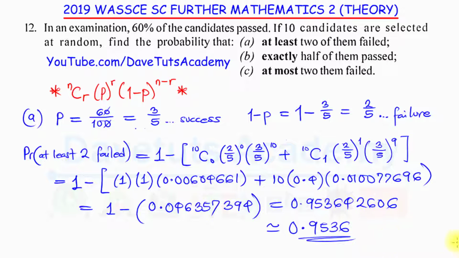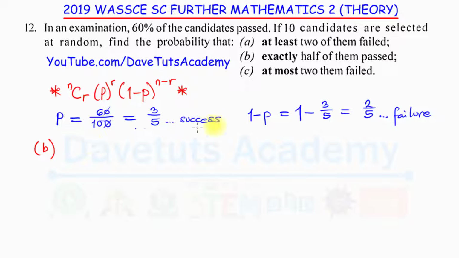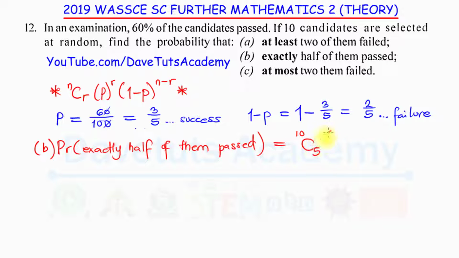Okay. So now in question B, we are to find the probability of the event that exactly half of them passed. So that's the probability that half of them passed the exam. And if you look at what we are dealing with in the binomial probability, that will be 10 combination 5. Then the probability that half of them pass, 3/5 raised to power 5. Then the probability that half of them fail, 2/5 raised to power 5. This is quite straightforward, quite direct.